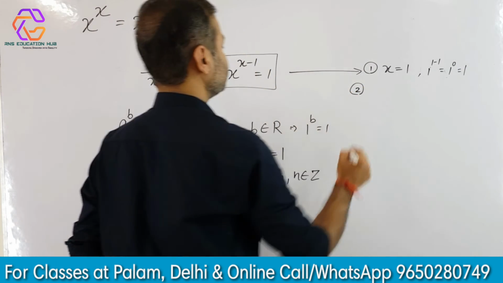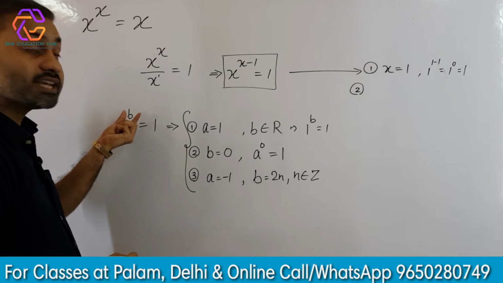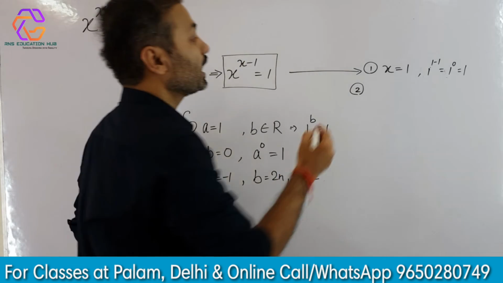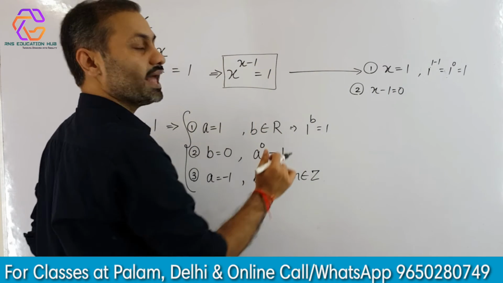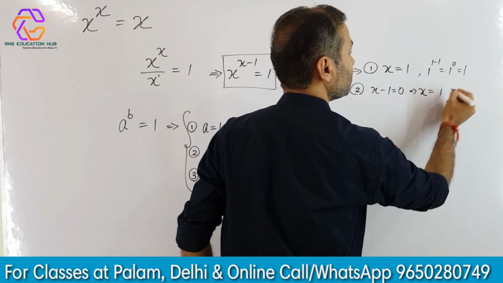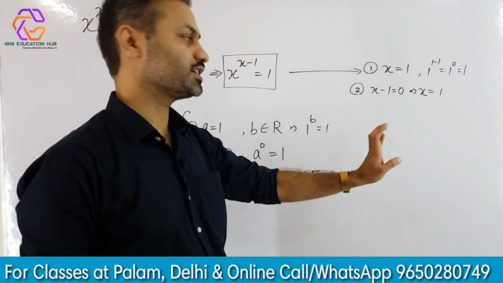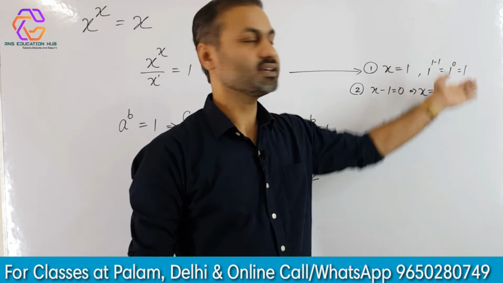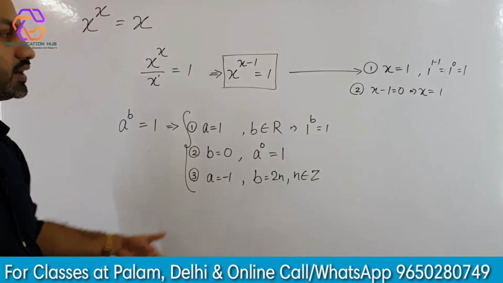While applying the second thing, that is b is 0, that means the exponent is 0. The exponent here is x minus 1, since our b is x minus 1. When this is 0, it simply gives x equal to 1. So both 1 and 2 are giving us the same solution, that x is 1. Let's check out the third one, because the third gives a different kind of thing.